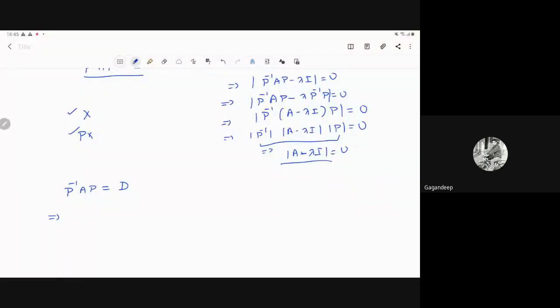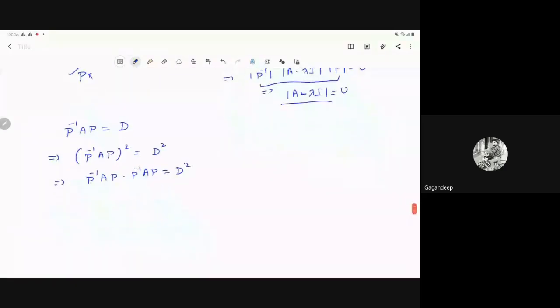Okay. So if I square both sides, what happens? If I square both sides, on this side we get D square. But on the left side, something interesting happens. You can write it P inverse AP into P inverse AP. Solve it. See what you get. P P inverse becomes the unit matrix. That is gone after multiplication with the other matrices. So you are left with P inverse A square P.